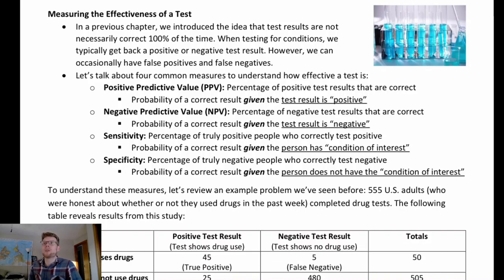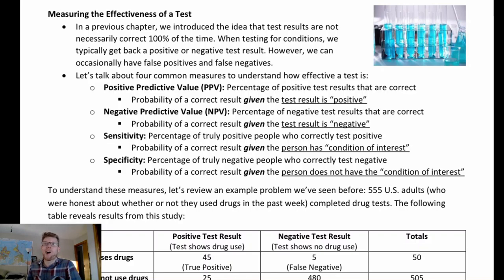So positive predictive value is the percentage of positive test results that are correct. It's the percent of correct results given that the test we got is positive. If you want to think of it this way, let's say I'm testing for COVID-19 and my test result is positive. Positive predictive value is telling me the likelihood that I really have it, given that I have this positive test result. Negative predictive value is the percentage of negative test results that are correct, so the probability of a correct result given I have a negative test result. Same idea: I have a negative result, and negative predictive value is telling me the likelihood that I really don't have the disease given that I have my negative result.